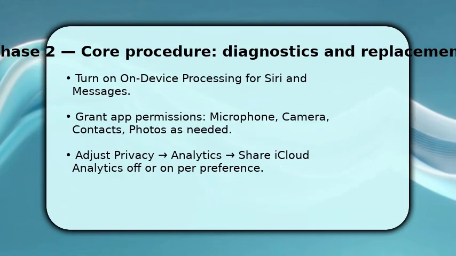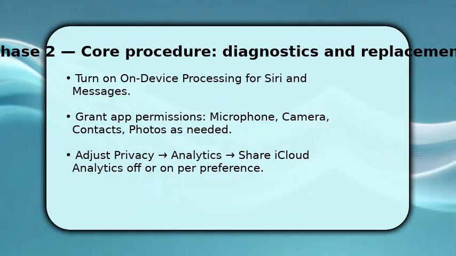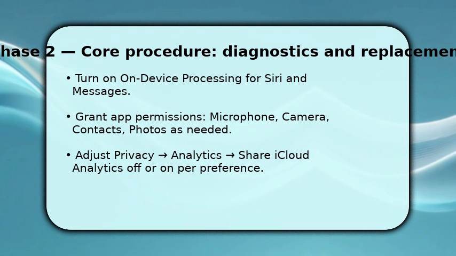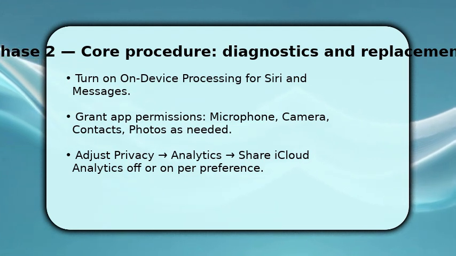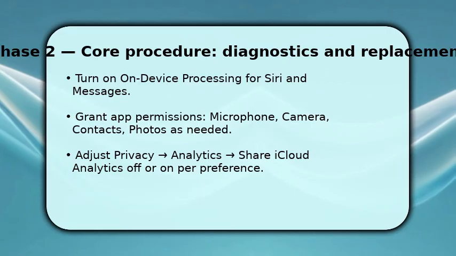Also review privacy > analytics settings and choose whether to share iCloud analytics. Opting out keeps more computation local. Make sure to sync preferences across devices via iCloud so models operate consistently. These steps finish by training personalized features.